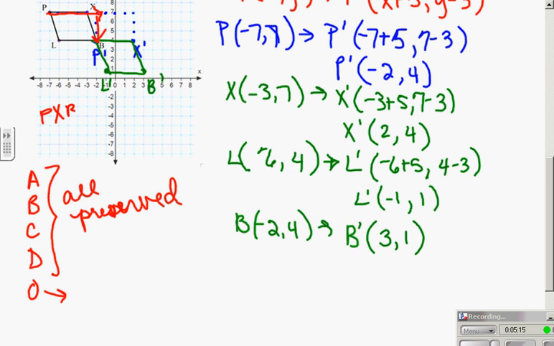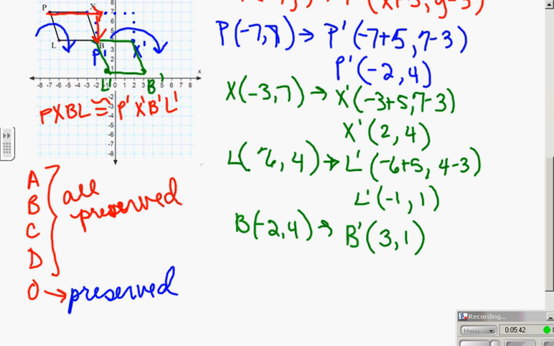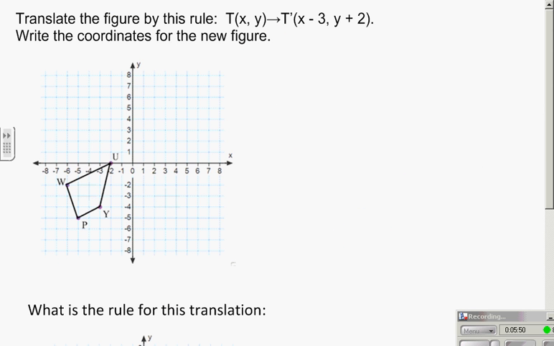Now, if I look at the orientation, if I talk about P, X, B, L being congruent, because translations do make congruent figures, its corresponding figure would be P prime, X prime, B prime, L prime. If I look at the orientation on the first figure, I made the orientation clockwise, and when I check, my orientation is still clockwise, and so orientation is also preserved in a translation, which is different than in the reflections.